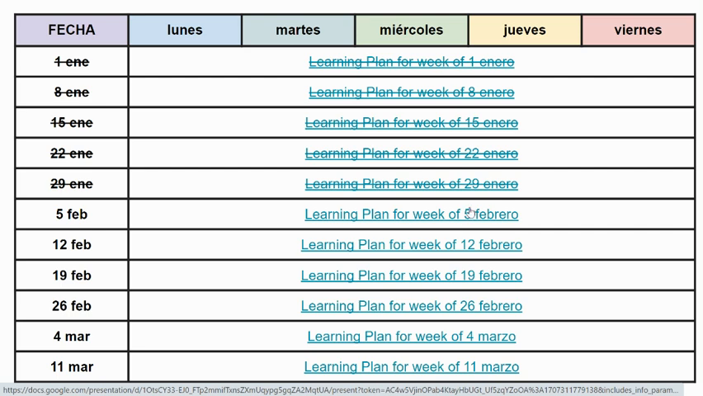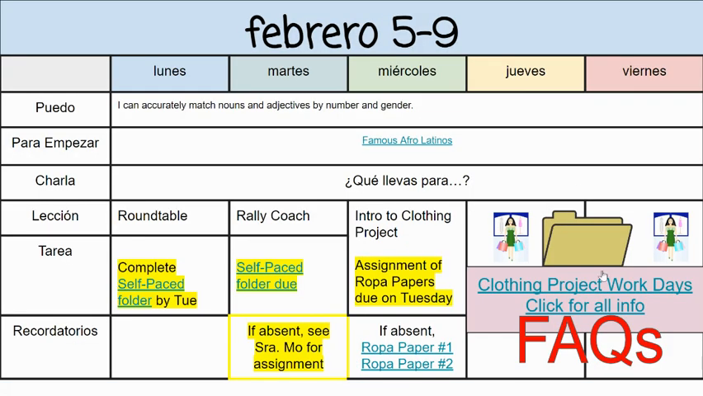We're going to click on February the 5th. And as you'll see here over in the right corner, we have clothing project, work days, click for all info. There's actually a file folder, and then there's some FAQs. You are also receiving today Ropa paper number 1 and Ropa paper number 2. Those are 2 worksheets that will be due along with the clothing project next Tuesday.